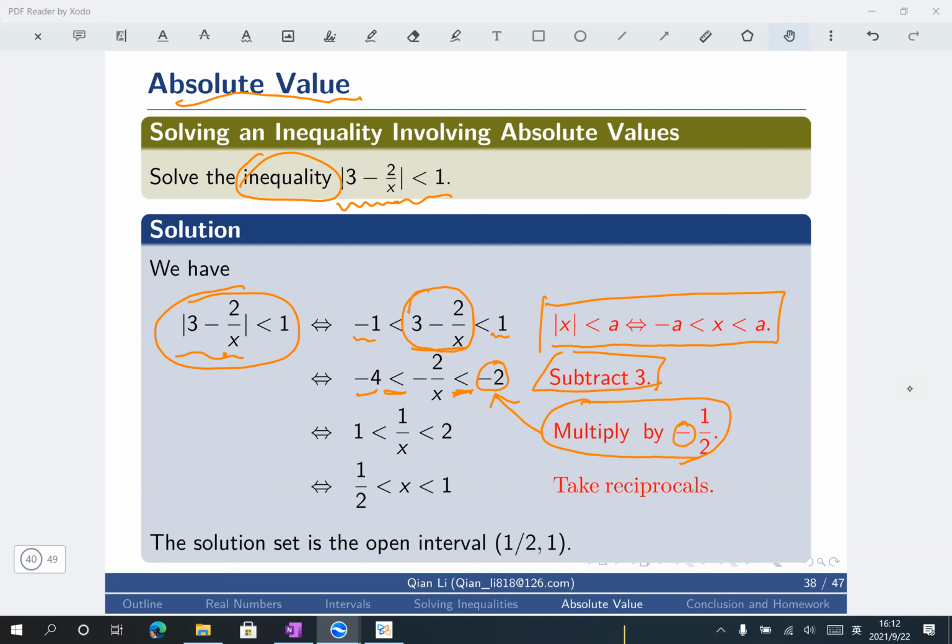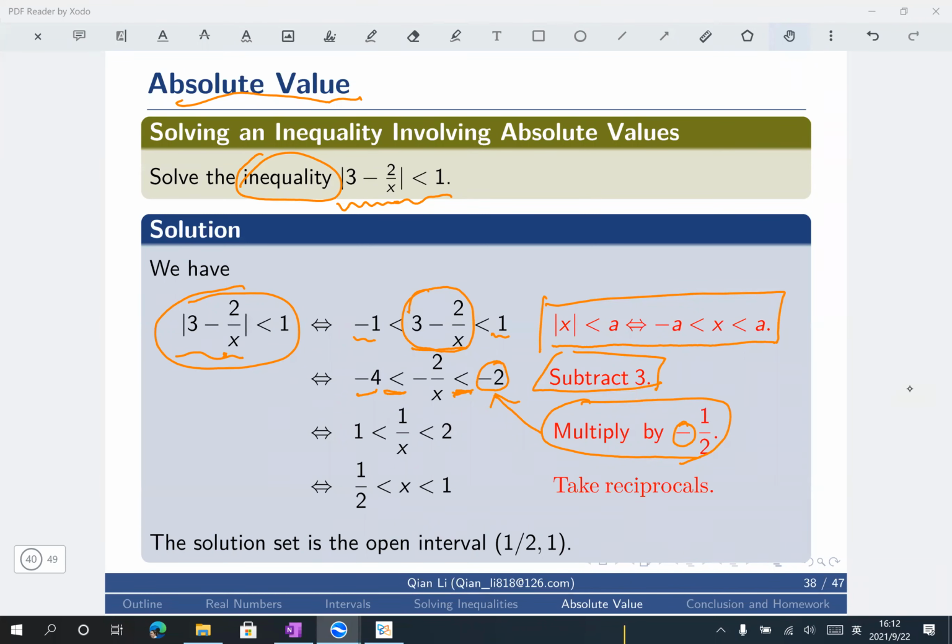If I reverse 1, that will be 1. And if I reverse 1 by x, that will be x. And if I reverse 2, that will be 1 by 2. Okay?